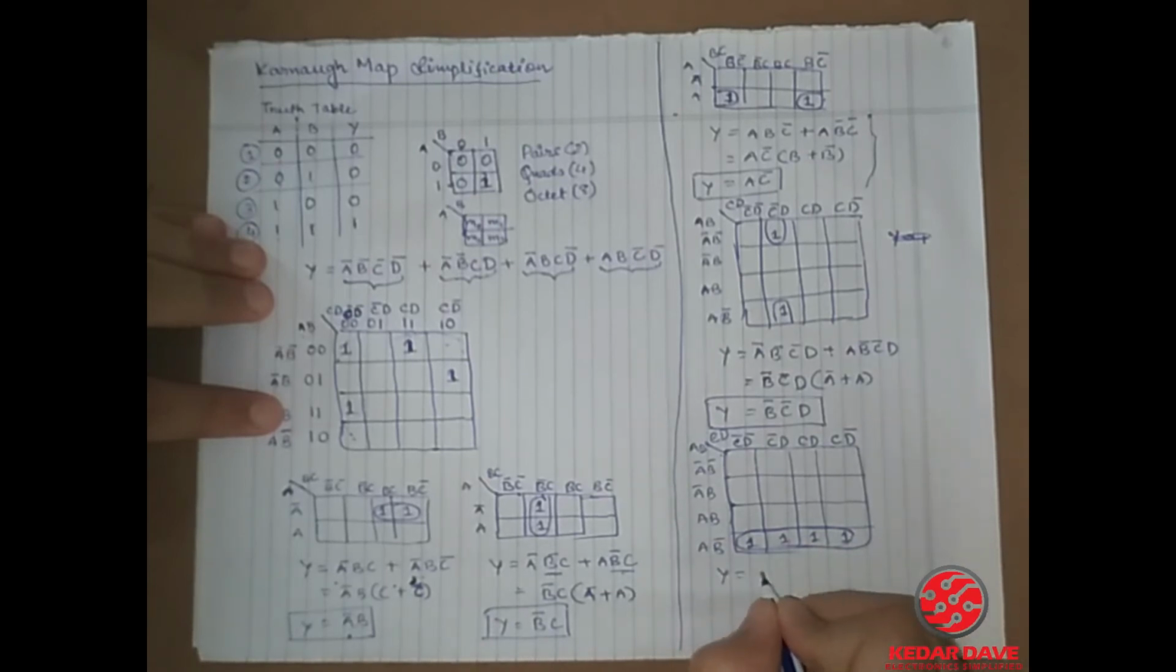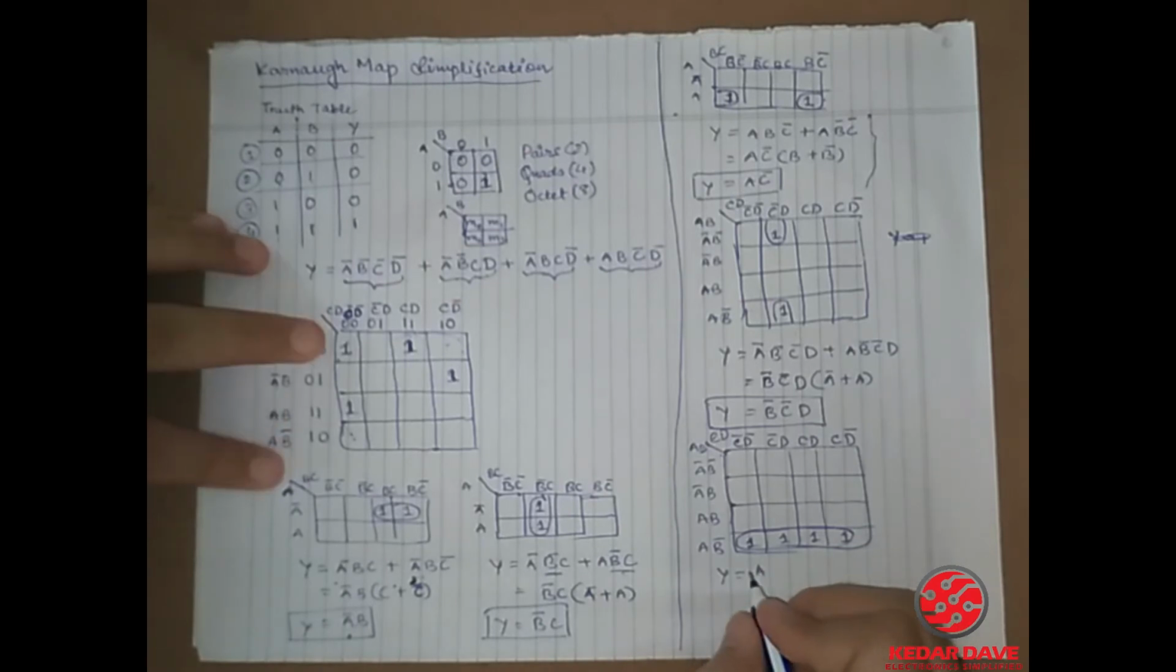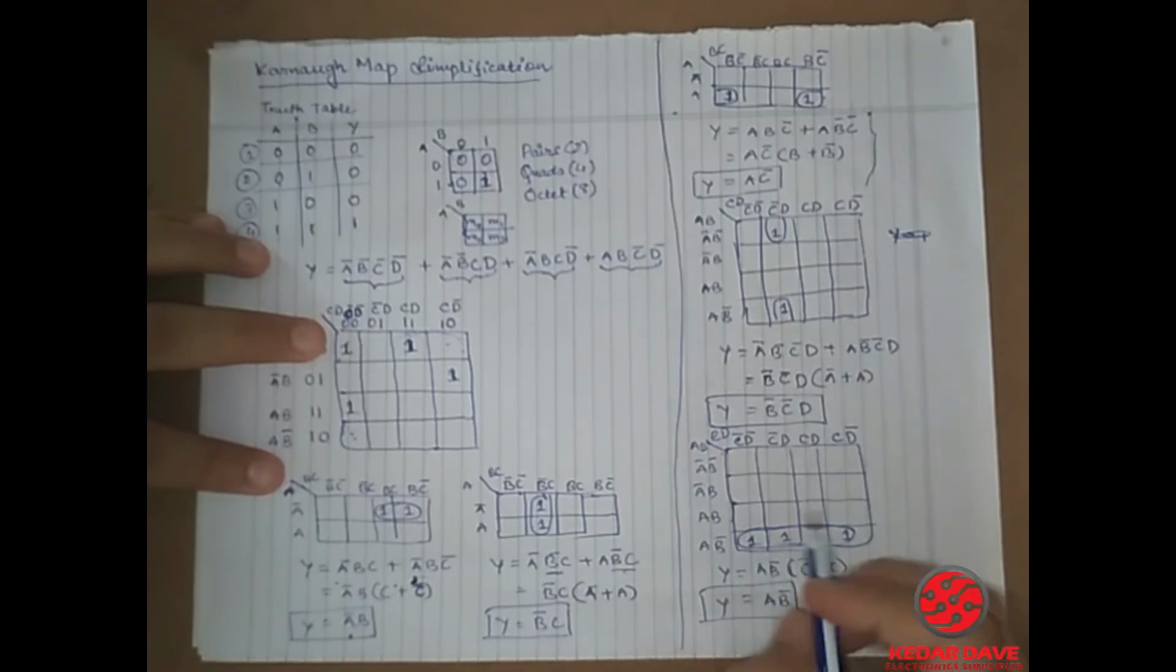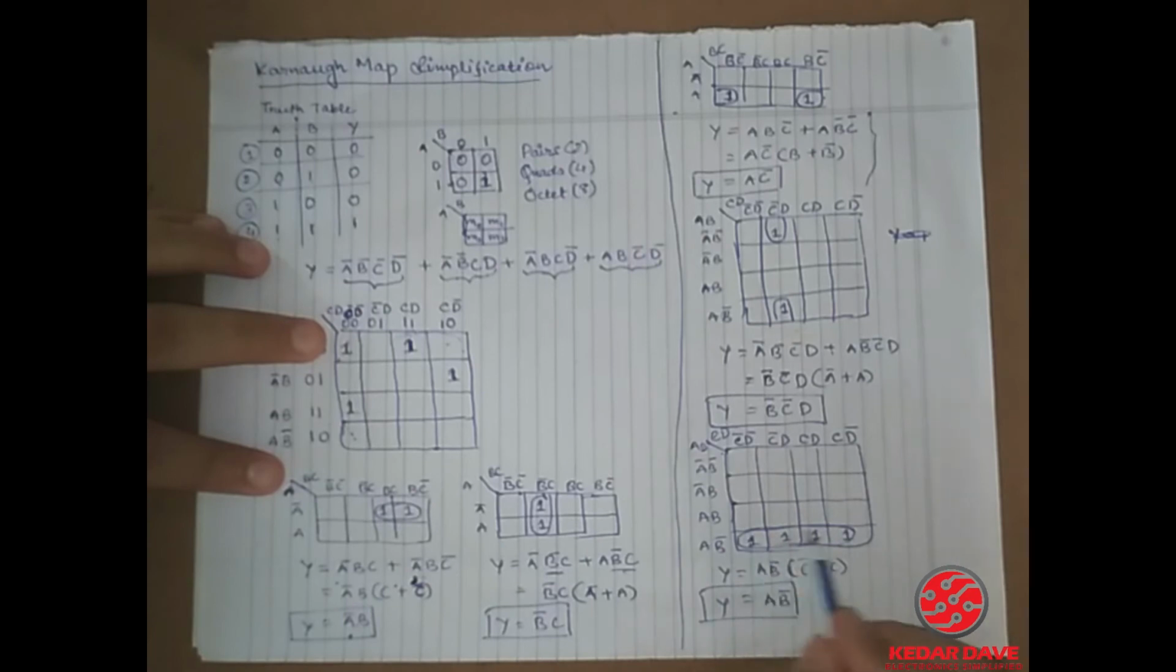So further simplifying this equation, we will get y equals A B bar into C bar plus C, again the same values, and the output will be only y equals A B bar. So for the rest of the simplification you need to do it on your own. Now you are getting how this can be achieved, right? So this is the thing.